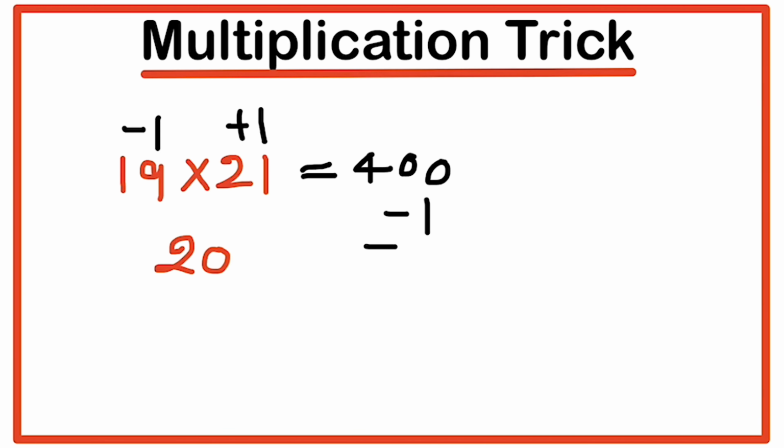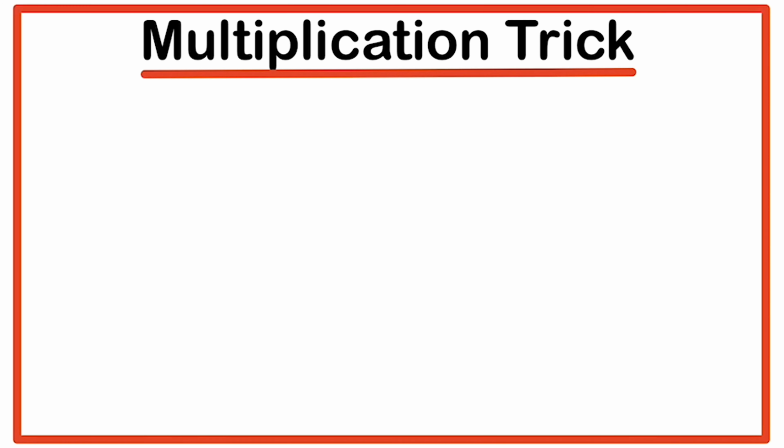So minus 1 over here, and our answer will be 399. See, it was easy. So let's take some more examples based on this. Suppose we are given a number as 27 and we have to multiply that number with 18. So what will it become?